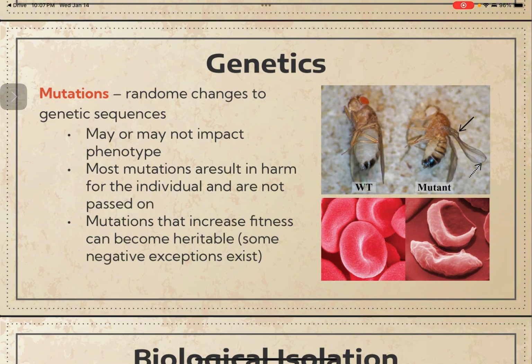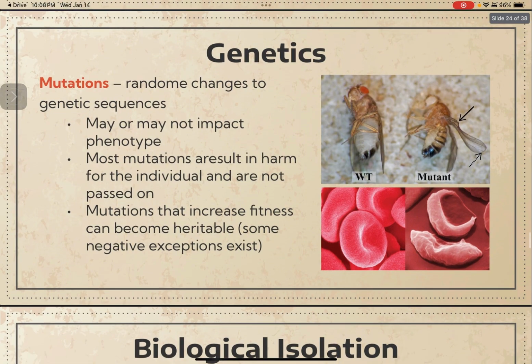And some might also have no effect or a small effect, but most of the time we see them as harmful. But they're not passed on because they are so harmful. And the mutations that increase fitness can become heritable. But there are also some negative mutations that are heritable. An example of this would be sickle cell disease. Sickle cell is not a good thing, but if you have sickle cell disease, then you're immune from getting malaria. So there's some benefit to it.